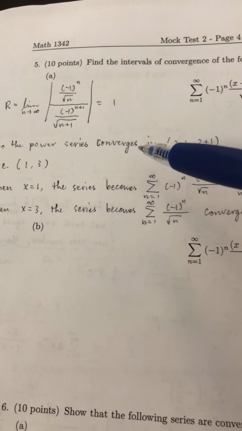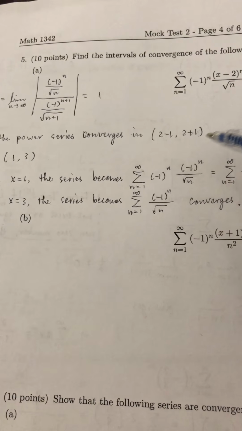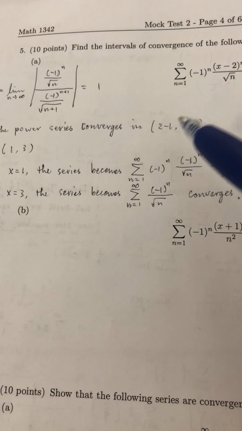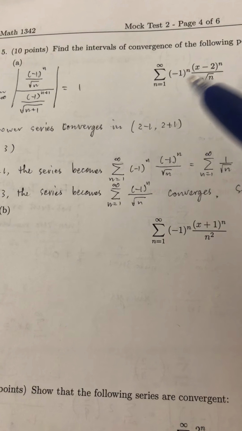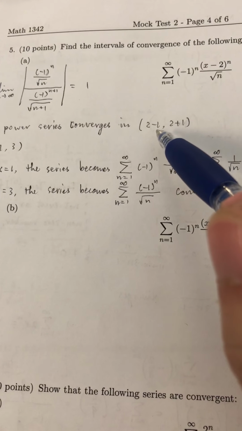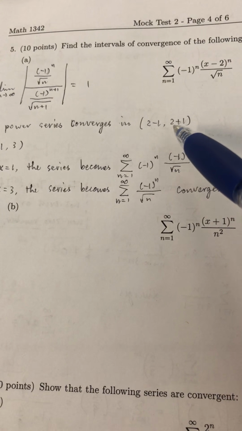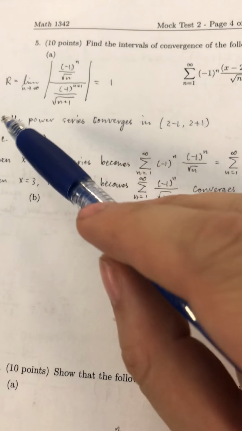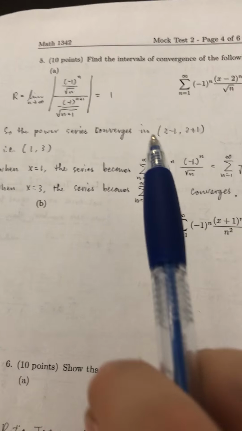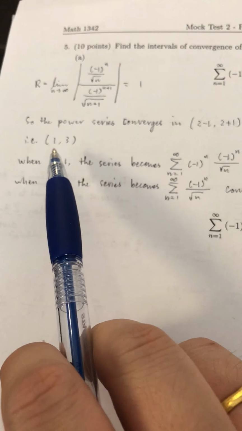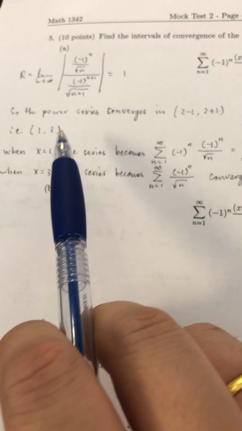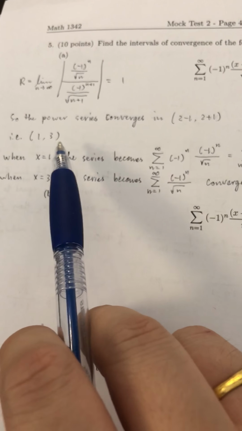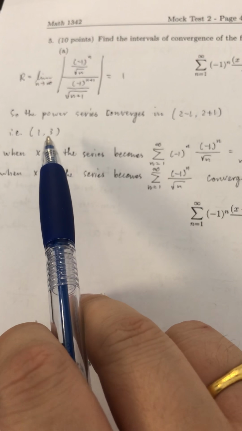So the power series is convergent in this interval, where 2 is the center, minus r and center plus r. R is here equal to 1, okay? That is 1, 2, 3. This is an open interval. Now let's check the boundary points 1 and 3.